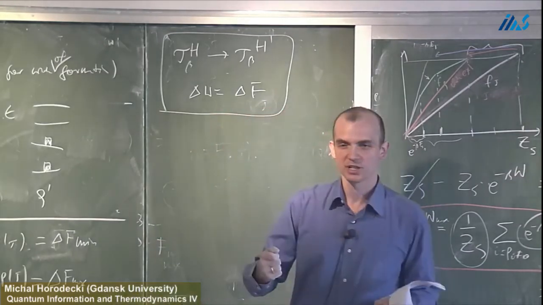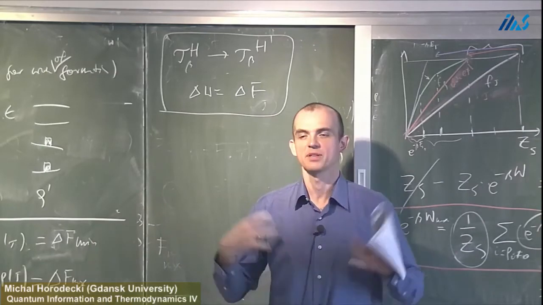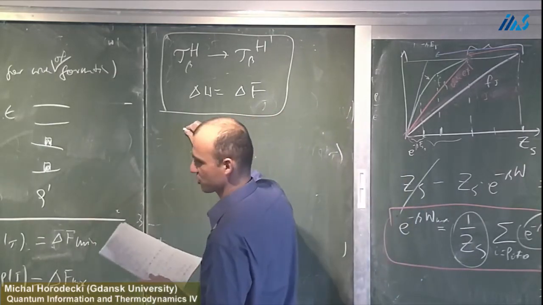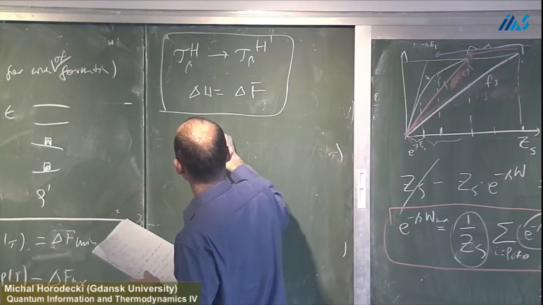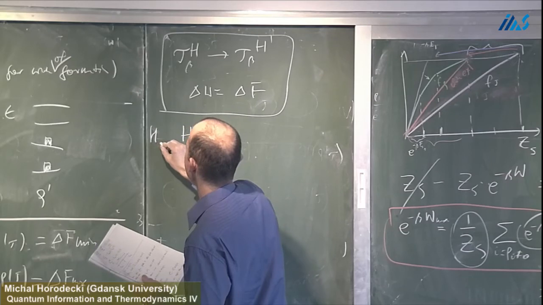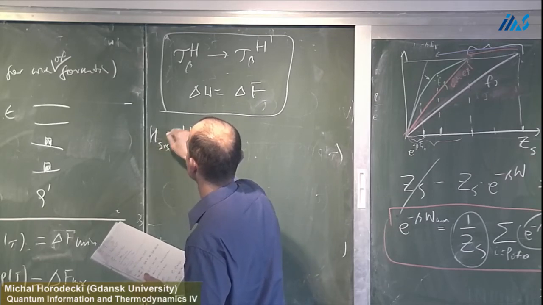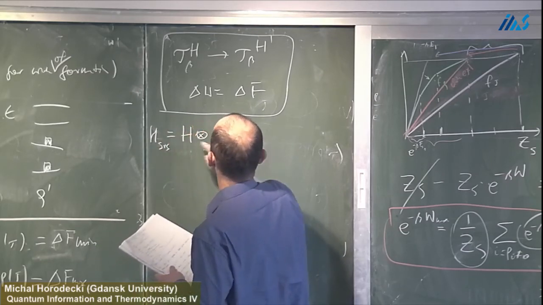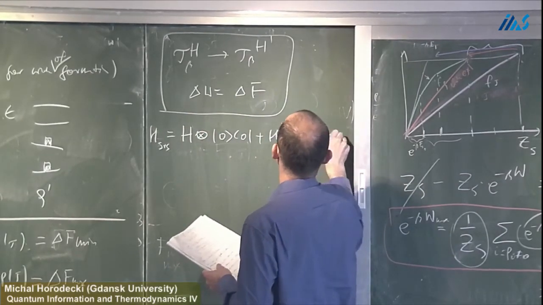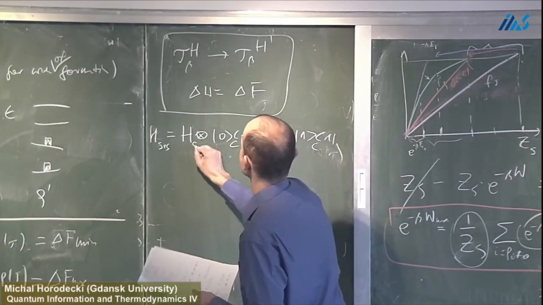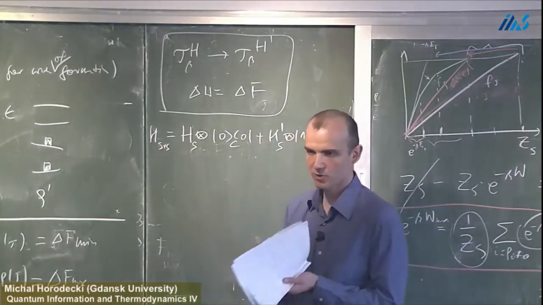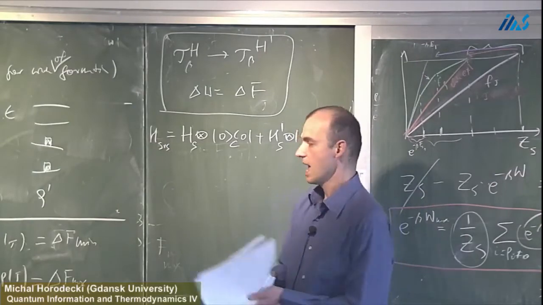So to change the Hamiltonian, you need a clock in the time-independent picture. So we added a very primitive clock, which will be just a 2-level clock. Our joint system will have the Hamiltonian of the system and the clock, the initial Hamiltonian plus the final Hamiltonian. So that's a clock, and that's a system.